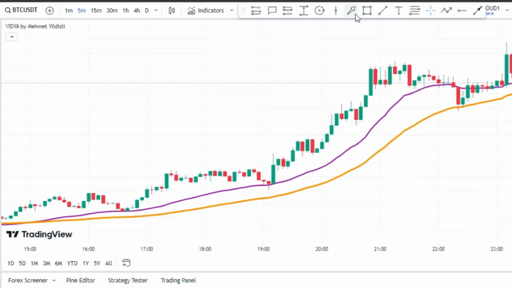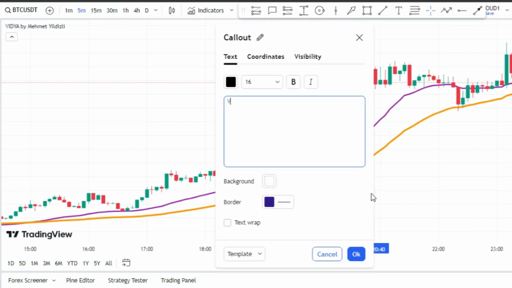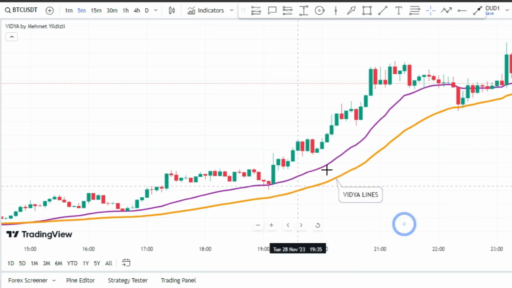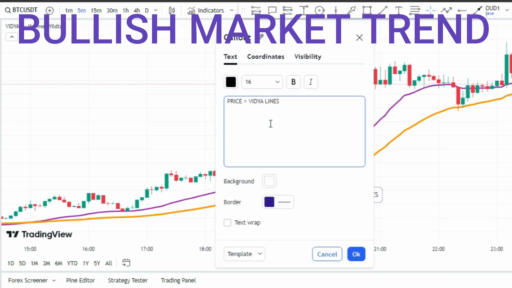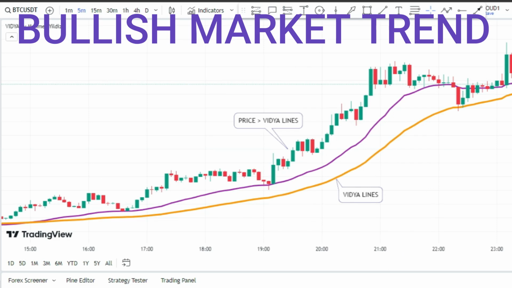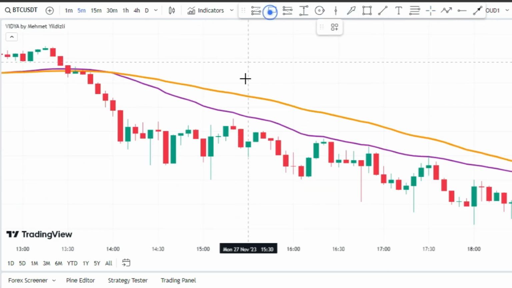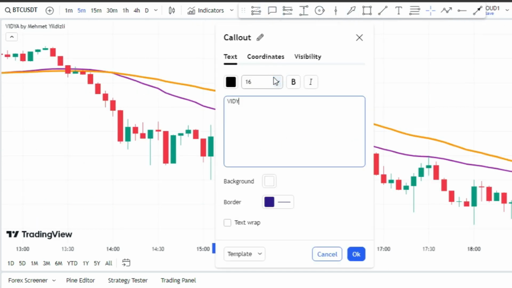This dynamic indicator will draw 2 lines on your chart, one green and one blue. If the price is strutting its stuff above both these lines, then you're looking at a bullish market trend. But if the price is lurking below both these lines, then the market is bearish.